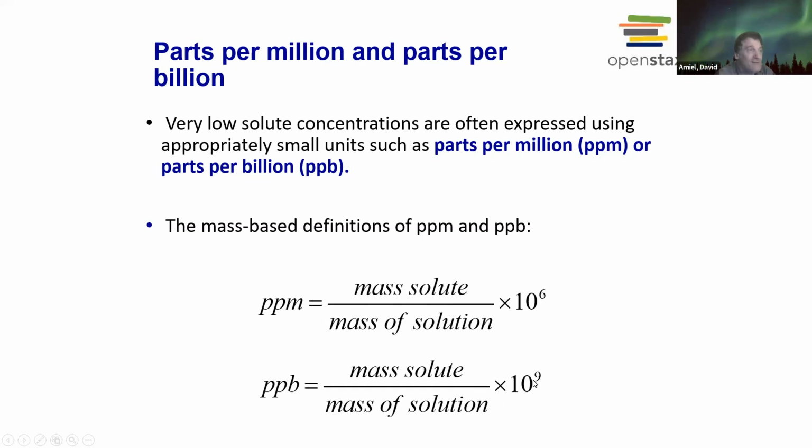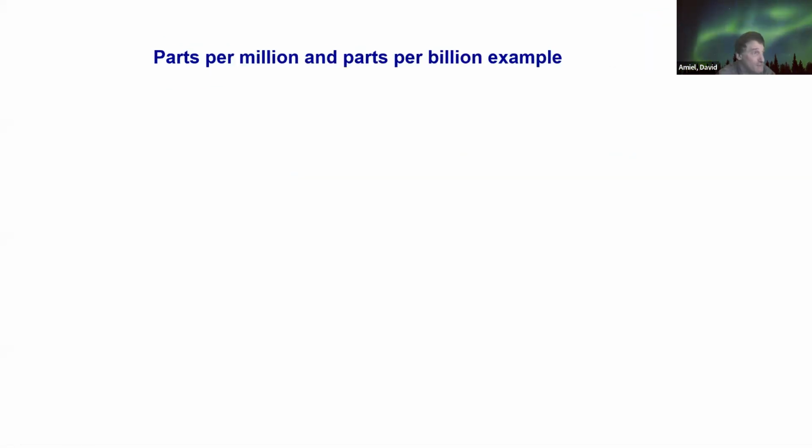Same thing, but times 10 to the 9th is ppb, parts per billion. ppt, parts per thousand, would be mass of the solute divided by mass of the solution times 10 cubed. So you can see the pattern here. Parts per million means times 10 to the 6th. Parts per billion means times 10 to the 9th. So let's see how this is applied.